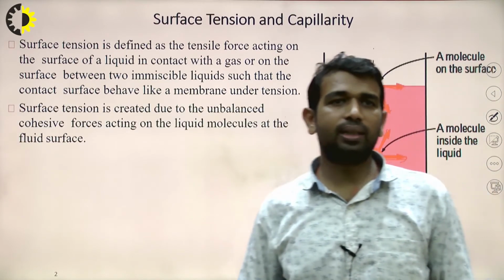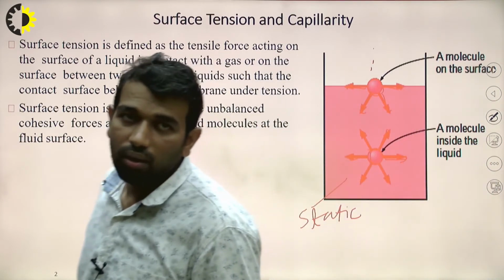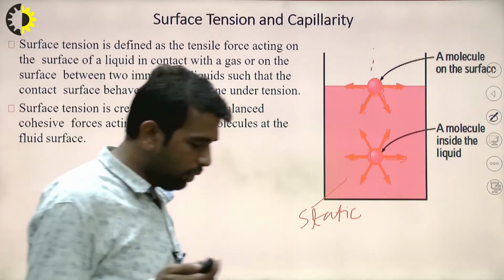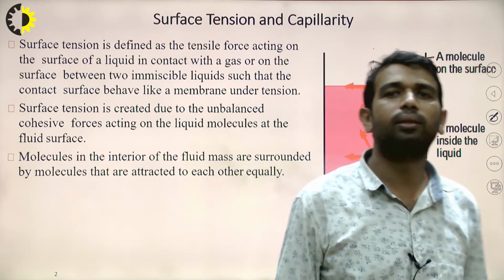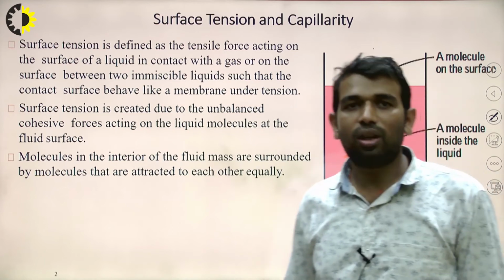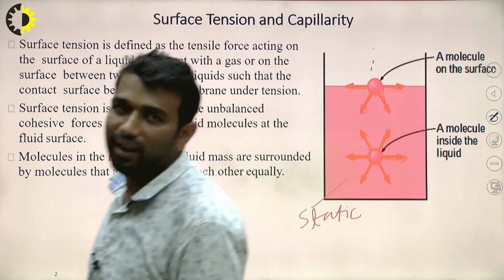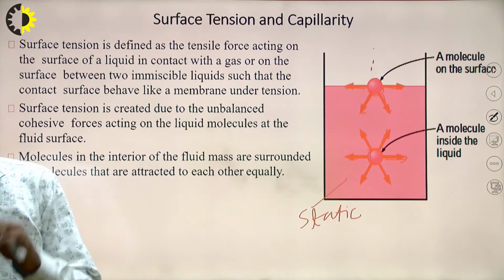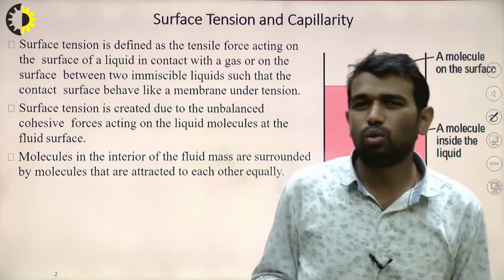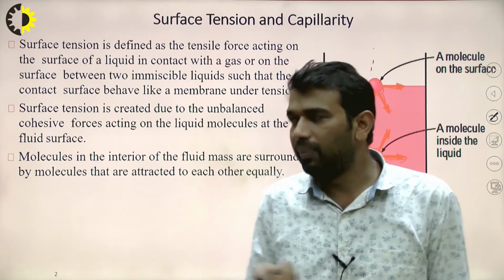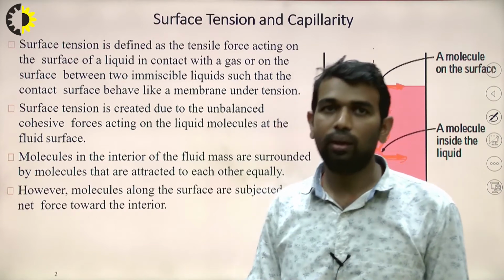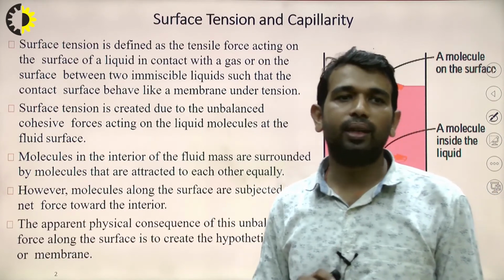So surface tension is created due to the unbalanced cohesive forces that we understood acting on the liquid molecules at the fluid surface. These things we have already seen. Molecules in the interior of the fluid are surrounded by molecules that attract each other equally. So if you choose any molecule inside the container, there is no unbalanced force, so the effect called surface tension is not going to happen. All these things we have understood in the case of surface tension.